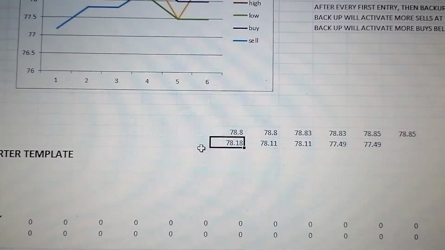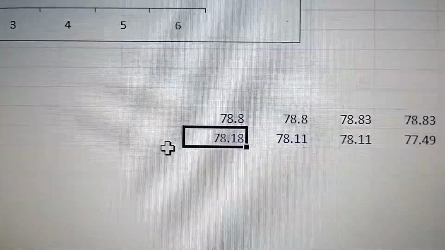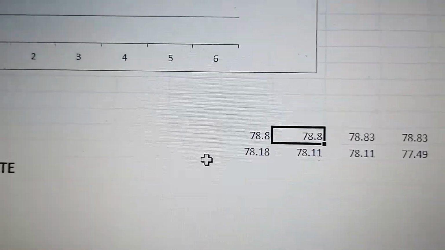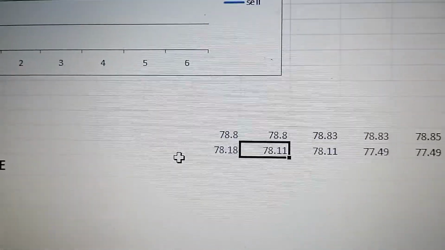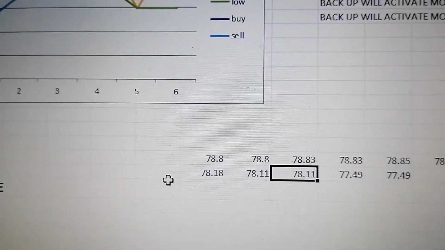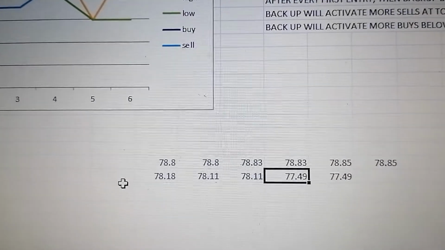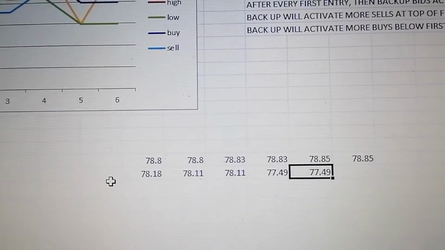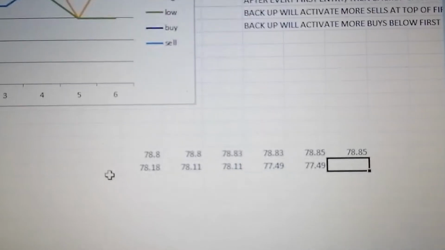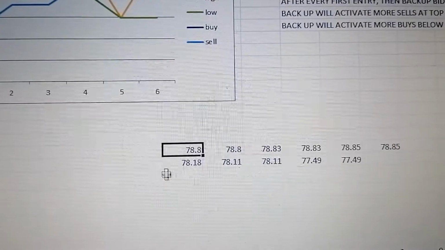So you can see here the price was 78.18. You see it moved up to 78.8 on that line. Then the next line, from 78.8 it came down to 78.11. The next line it went from 78.11 to 78.83. Then from 78.83 to 77.49, 77.49 to 78.85, and so on. So the next low will be here and the next high, so that is the way it will be continually. So that's how I got this data.